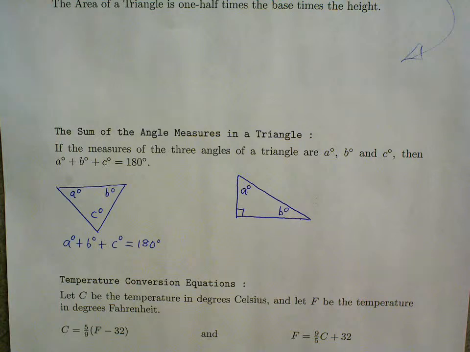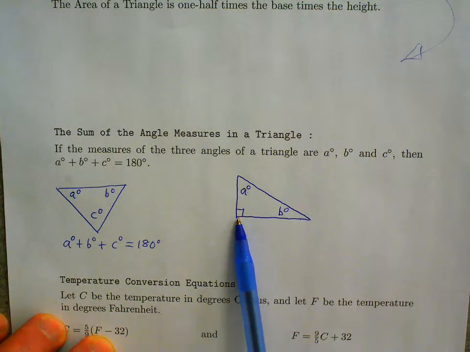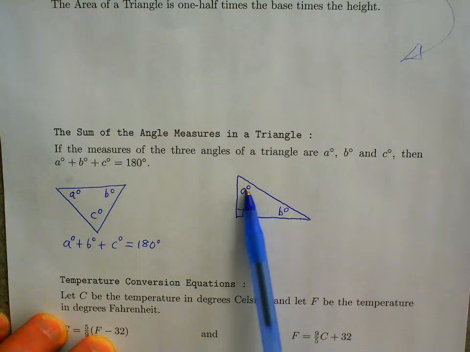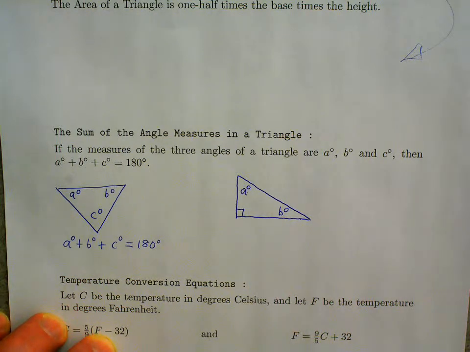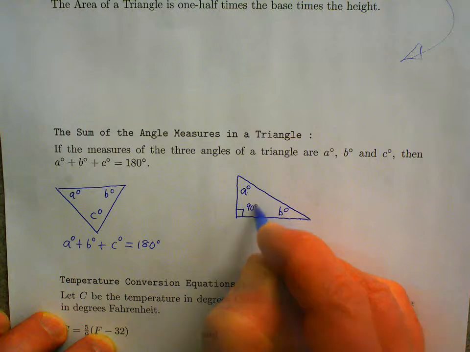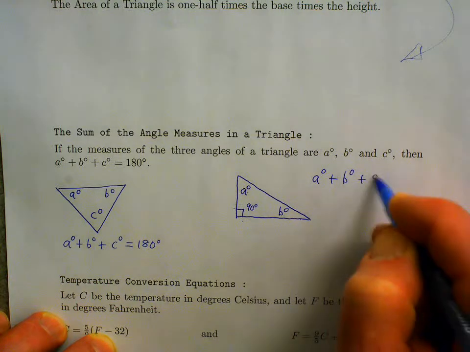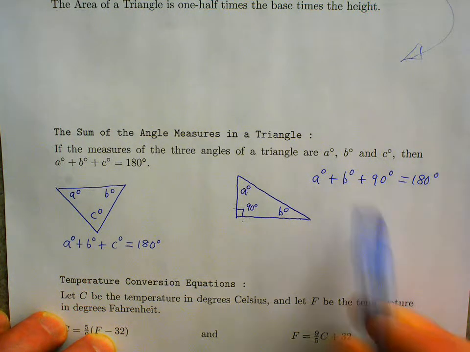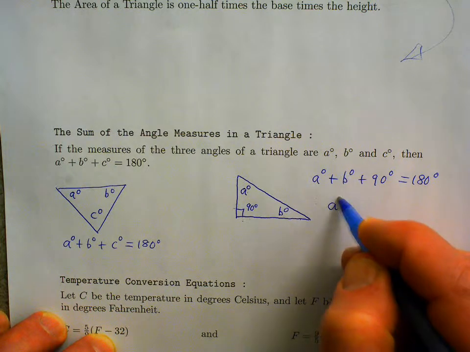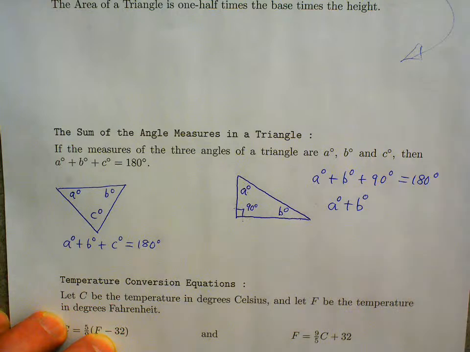I know it's hard for you to read my mind. You might not know what I'm trying to get at, but since the right angle is 90 degrees, it must mean that the sum of the other two angles is 90, because altogether we have 180 degrees. So if I label this one 90 degrees, because every right angle is 90 degrees, then A degrees plus B degrees plus 90 degrees is 180. If we subtract 90 degrees from both sides, then the sum of the two acute angles has to be 90 degrees. That make sense?